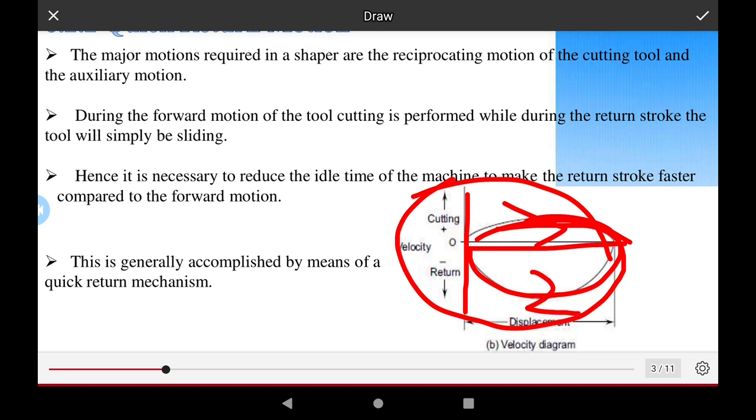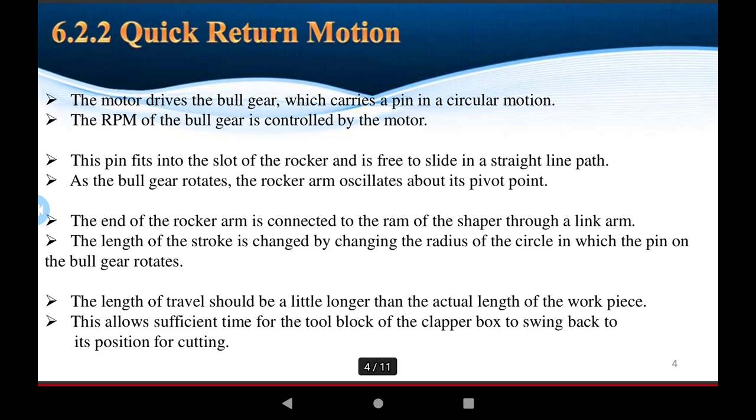Okay, the quick return mechanism is used for the transfer of motion from one arm to another arm. The motor drives the quick return mechanism. The motor drives the bull gear, which carries a pin in a circular motion. The rpm of the bull gear is controlled by the motor.